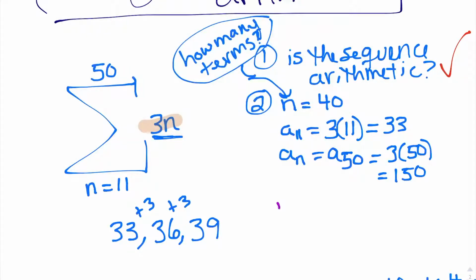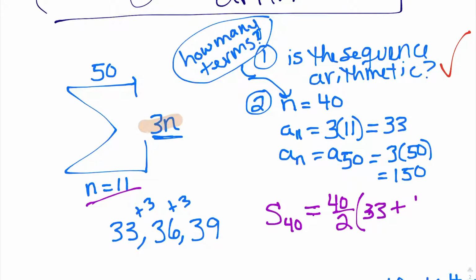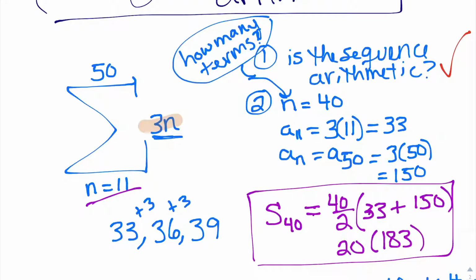So now if I go back to my formula, s sub 40 is equal to n over 2, so this time we have 40 over 2, times the first term that we want to begin with is 33. Oops. Technically our 11th term here, but it's the first term that they are telling us to start with. And the last term, a sub n, is 150, right? So 20 times 183 is something we can figure out. I don't have a calculator handy. But that's how I would come up with the sum if they gave me this summation notation.